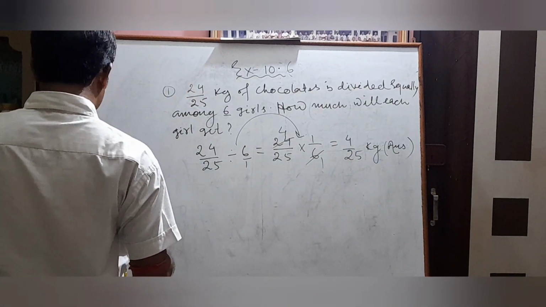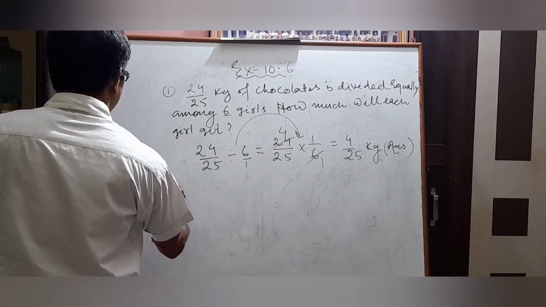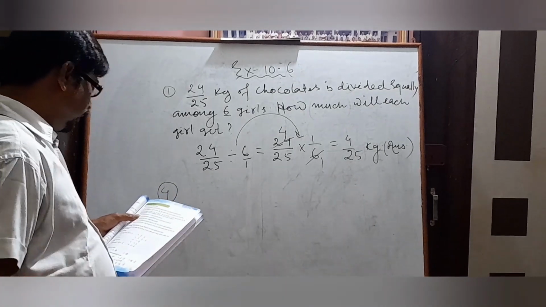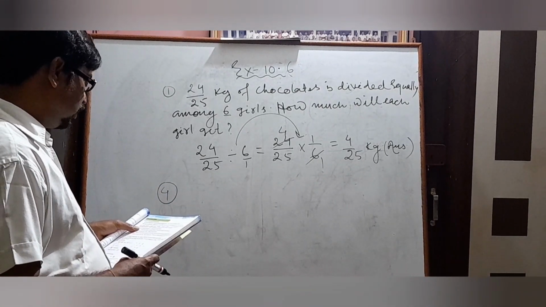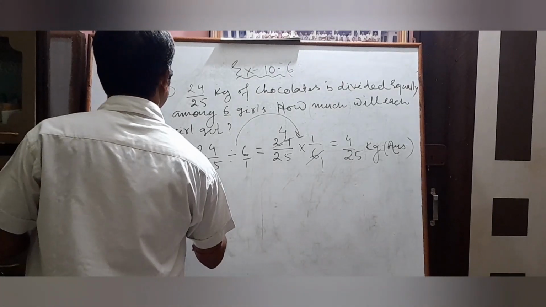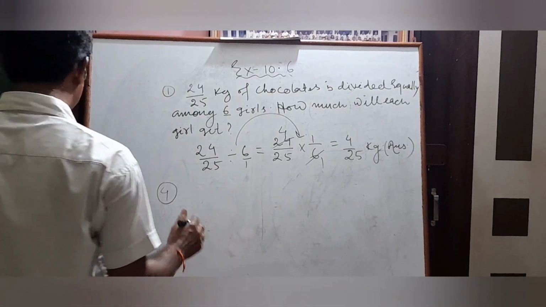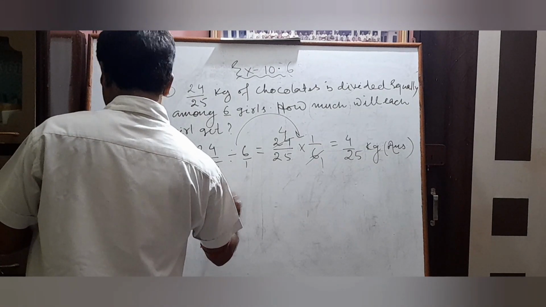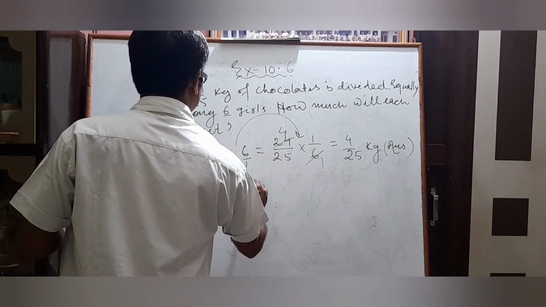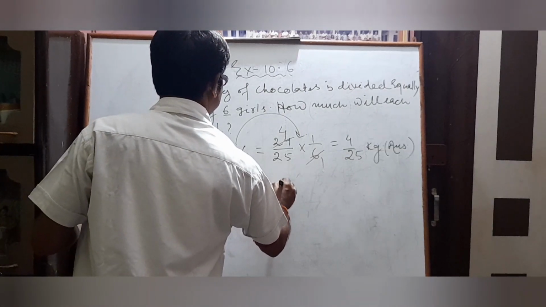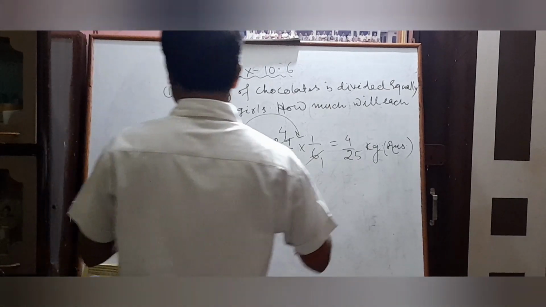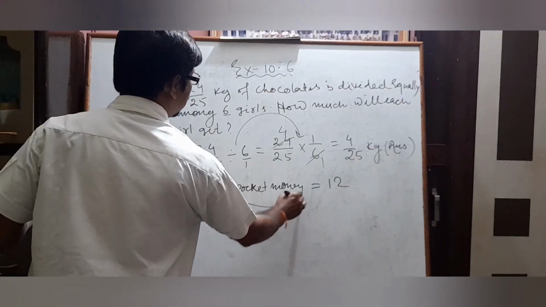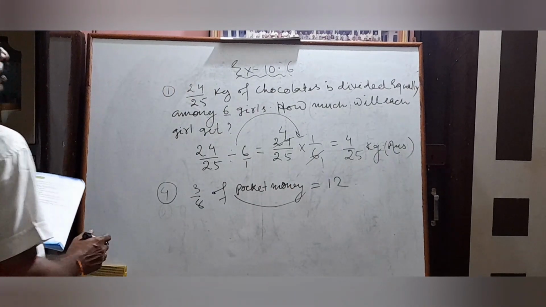Now see question number 4. 3 by 8 of a boy's pocket money is 12 rupees. How much does he get? Let the pocket money be anything, x, y, z. What was the total pocket money? So 3 by 8 of pocket money. I am writing pocket money here. Pocket money is equal to 12. You can use x here also, but algebra is not introduced in this class, so that's why I am not using x.